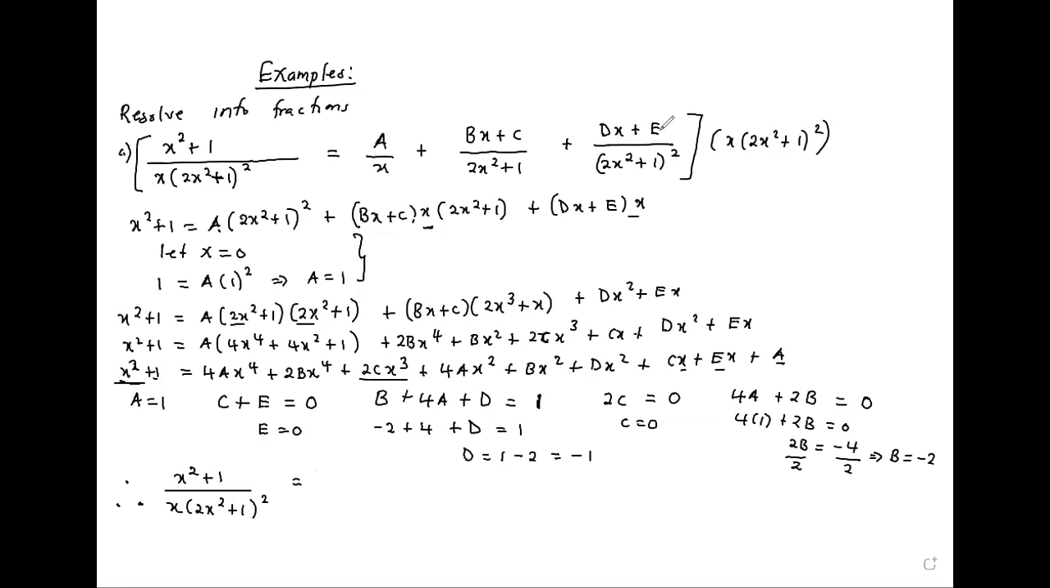So A is 1. So we have 1 over x. B, C is 0. So that middle part there is only about B. And B is negative. Where is B? B is -2. So we have -2x over 2x squared plus 1. Then D, where is D? D is -1 and E is 0. So we have minus x over 2x squared plus 1 squared.